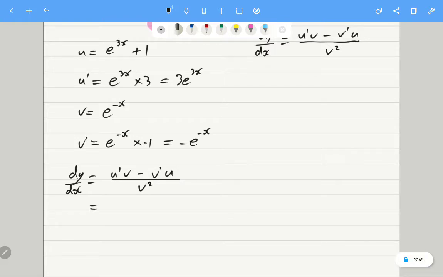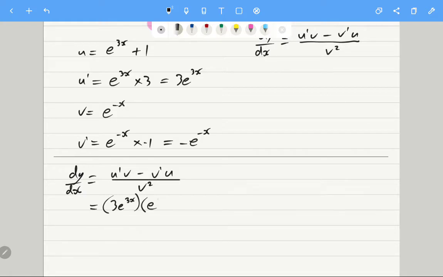Alrighty. Going to be a little bit of algebra involved in this next step. So apologies for those of you who don't like a bit of algebra. But u dash was 3e to the 3x, times e to the negative x for v, minus v dash, which was minus e to the minus x.